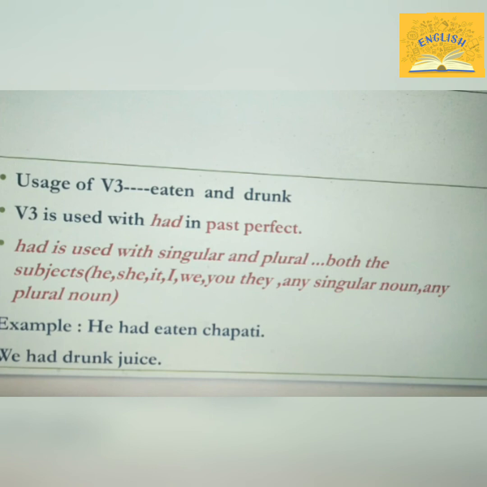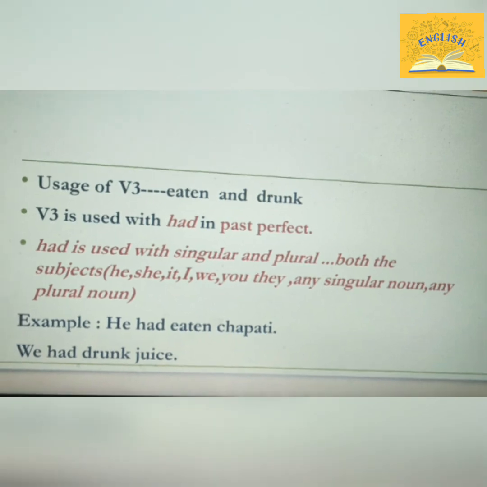There is no discrimination. Like in present perfect we were having has and have, has with singular and have with plural. But in past perfect, had is used with all the subjects. Example, he had eaten chapati. वह रोटी खा चुका था. We had drunk juice. हम जूस पी चुके थे.